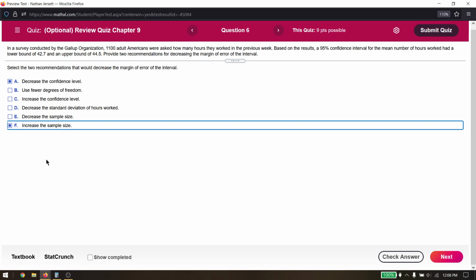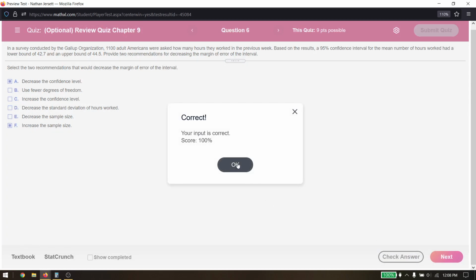If you have bigger sample sizes, the peak of the normal curve will be tighter because you'll be much closer to the actual population mean. So it should make sense that if you increase the sample size, your margin of error is going to get smaller because it all becomes much tighter onto the mean. Decreasing it makes it a much flatter normal curve. Okay, check that, and we got it all correct.